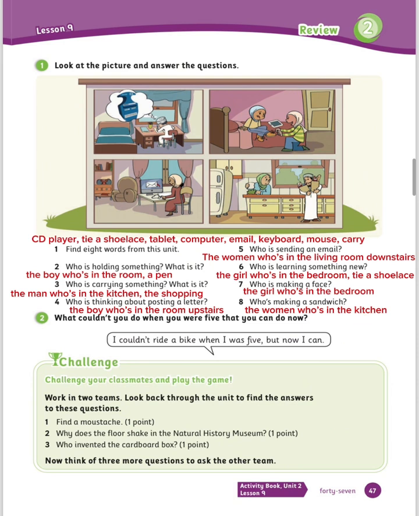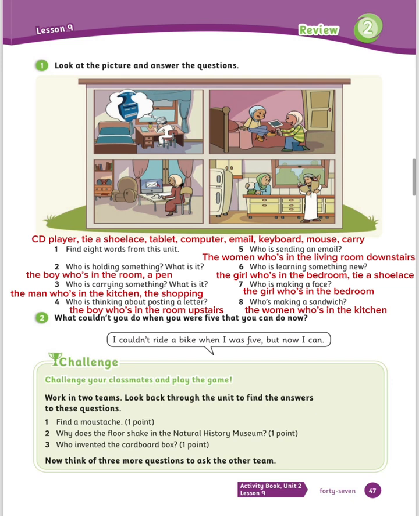Challenge your classmates and play the game. Work in 2 teams. Look back through the unit to find the answers to these questions. Question number 1. Find a mustache. Number 2. Why does the floor shake in the Natural History Museum? Number 3. Who invented the cardboard box?